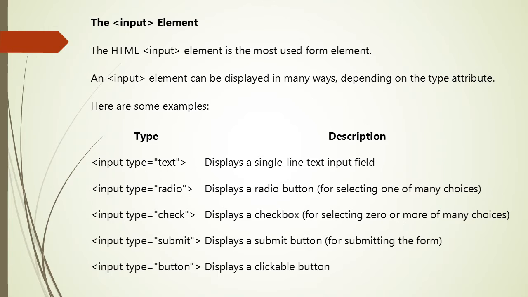Next is the input element. The HTML input element is the most used form element. The input element can be displayed in many ways depending on the type attribute. Here are some examples. Input type equal to text displays a single line text input field. Input type equal to radio displays a radio button for selecting one of many choices. Input type equal to checkbox displays a checkbox for selecting zero or more of many choices. Input type equal to submit displays a submit button for submitting the form. If you say input type equal to button, it displays a clickable button.